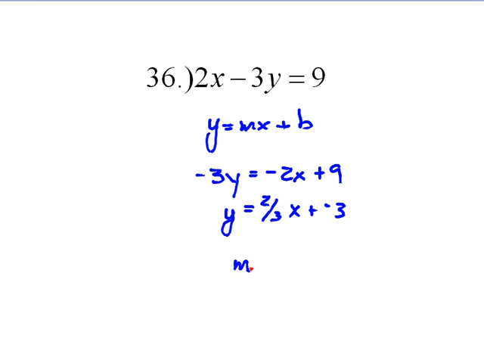So let's see what we have. M is 2/3. That's the slope. It would be a rise of 2, a run of 3, and we'll see how that comes into place when we get into graphing. And the y-intercept, known as b, is -3. Alright, so it's just a little algebra manipulation.